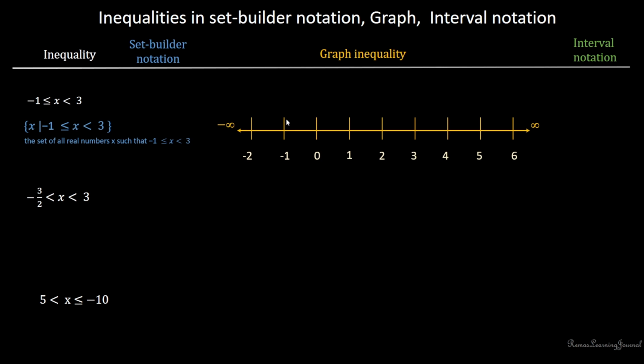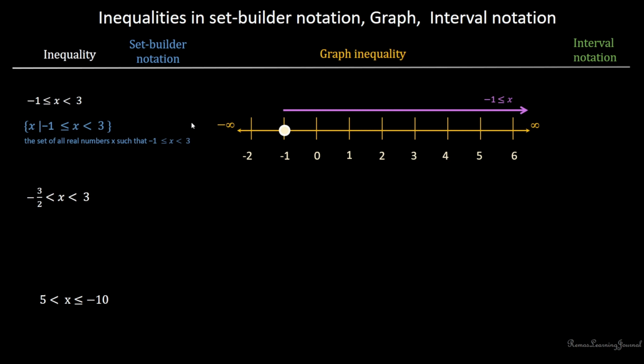x greater than or equal to -1. So -1 is included in the solution. Let's draw a closed circle around -1, and now let's shade all the numbers greater than or equal to -1, all the way up to positive infinity, as the solution.